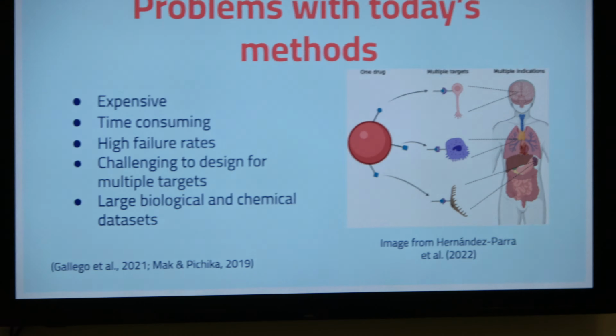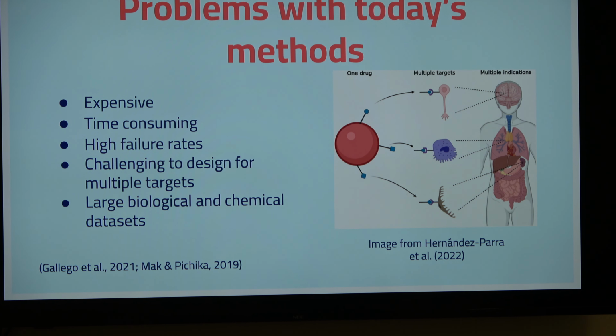So the first issue is that it's actually very, very expensive to develop a drug. In 2019, it was estimated that it costs $3 billion to develop a drug. It's also very time-consuming. It takes about 6 years for a drug to reach the final stage of the clinical phase and go to approval. It also has high failure rates. About 62% of drug candidates do not make it to the preclinical phase.